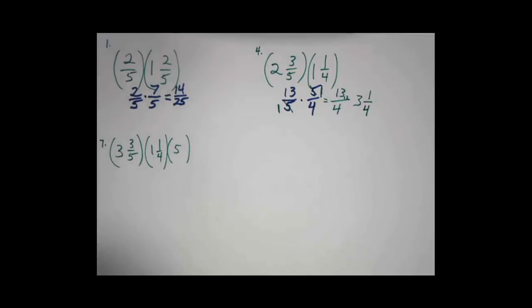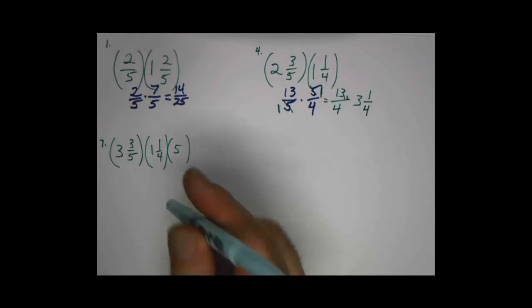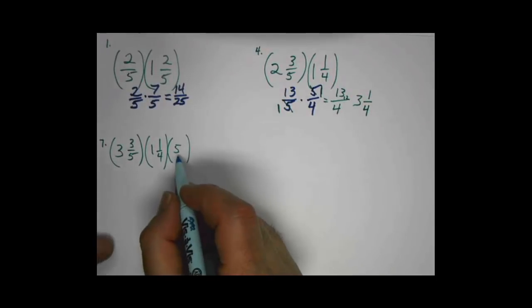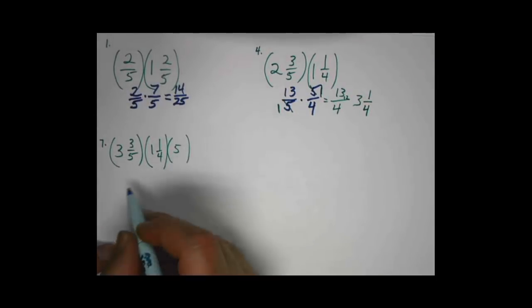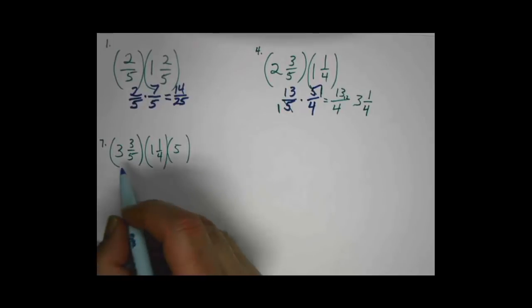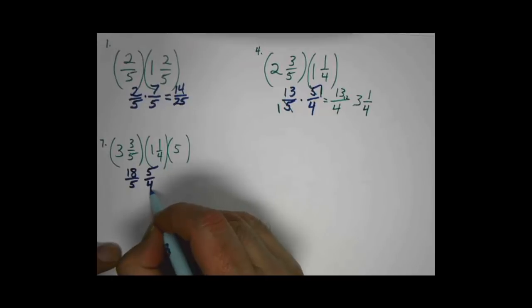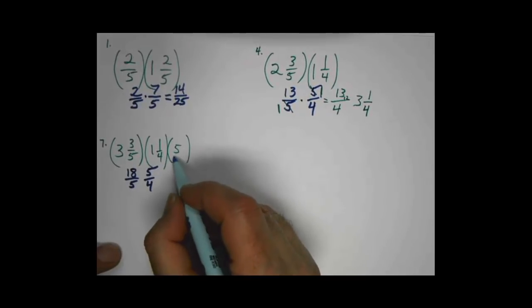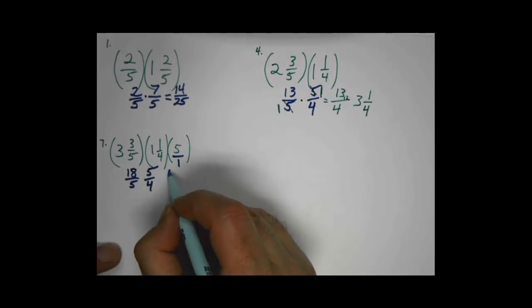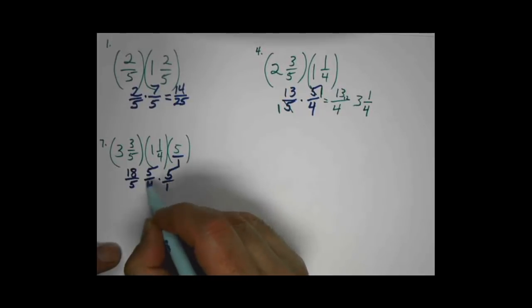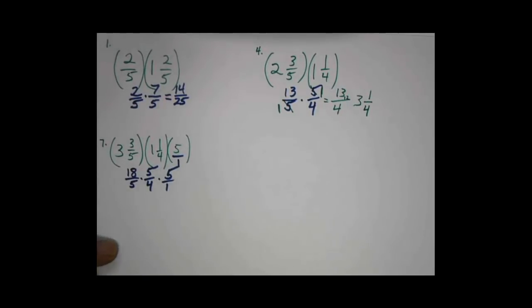Problem number 7, again, they're adding more fun little concepts to us. Now they throw in a whole number when we're multiplying. So we take things one at a time again. So 3 times 5 is 15, plus 3 would be 18/5. 1 times 4 is 4, plus 1 is 5/4. And whole numbers, remember, always go over 1. So that becomes 5 over 1. And we're multiplying again straight across.